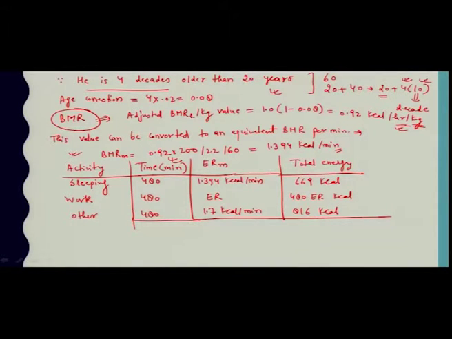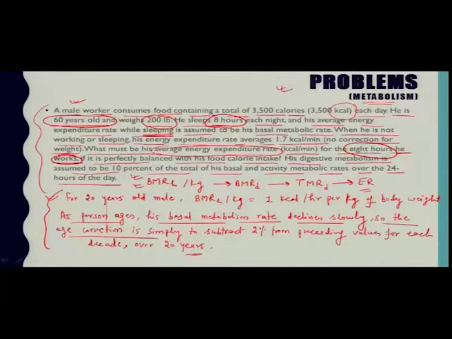So now we need to calculate. If you sum BMR per day plus this activity, the daily activity metabolic rate AMRD will be equal to 1485 plus 480 into energy expenditure rate. Since what the question is saying is that his digestive metabolism is assumed to be 10% of the total of his basal metabolic rate over the 24 hours of the day.